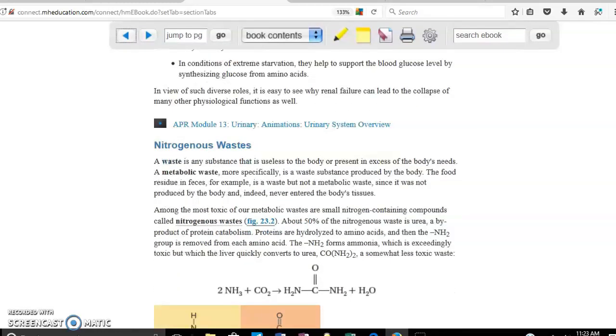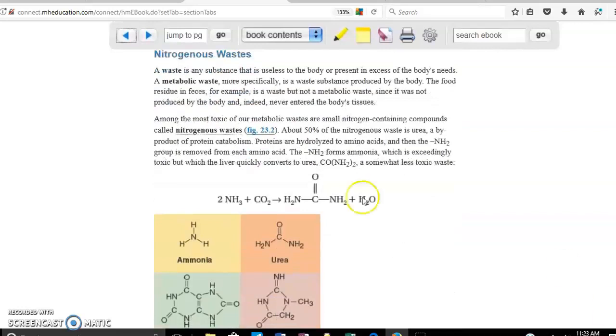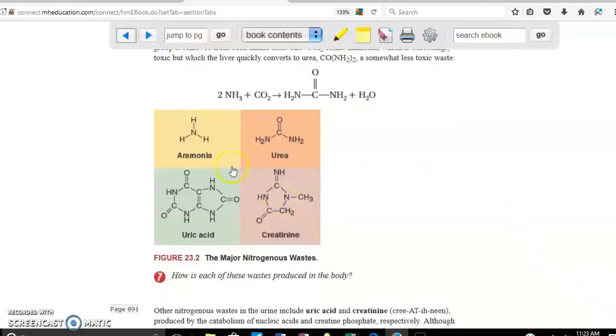There's a very important waste that we need to eliminate through urine, and that's the waste that contains nitrogen. That's why it's called nitrogen waste. What is the waste that contains a lot of nitrogen? It's going to be ammonia, urea, uric acid, and creatinine. These four substances are toxic to humans.